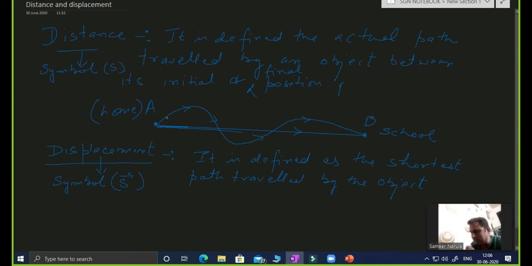So in this condition, I will say, for example, the whole path or the whole distance which is traveled, I take my example. I come to school from my home. It takes almost 19.2 kilometers.